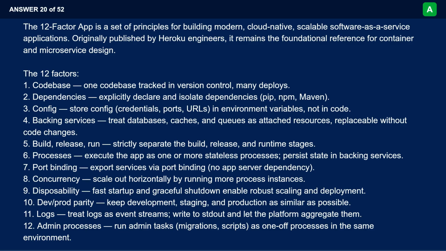The 12 factors. 1. Codebase. One codebase tracked in version control, many deploys. 2. Dependencies. Explicitly declare and isolate dependencies, pip, npm, Maven. 3. Config. Store config, credentials, ports, URLs in environment variables, not in code. 4. Backing services. Treat databases, caches, and queues as attached resources, replaceable without code changes. 5. Build, release, run. Strictly separate the build, release, and runtime stages.